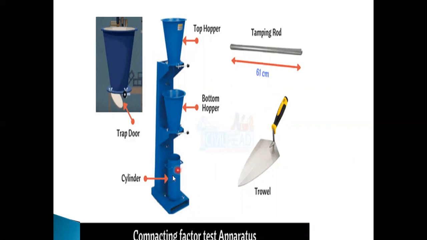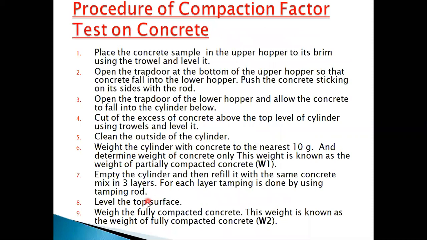First layer is filled, then compaction is done 25 times. Second layer 25 times, third layer 25 times. Then we level the top surface with the trowel. Then weigh the fully compacted concrete. This weight is known as the weight of fully compacted concrete.